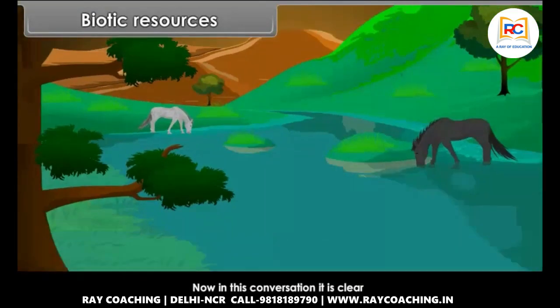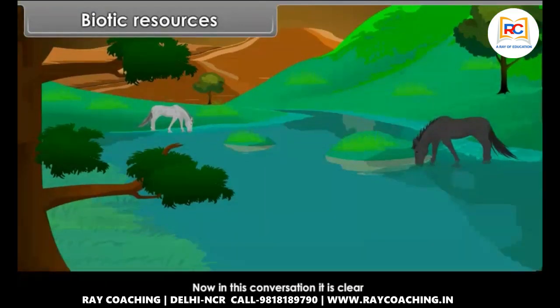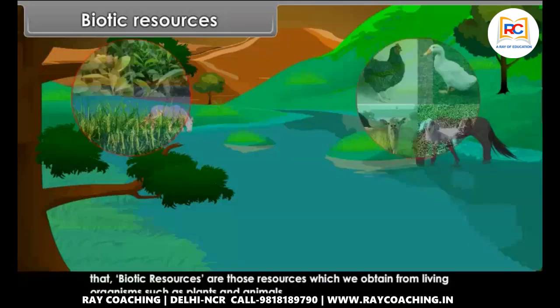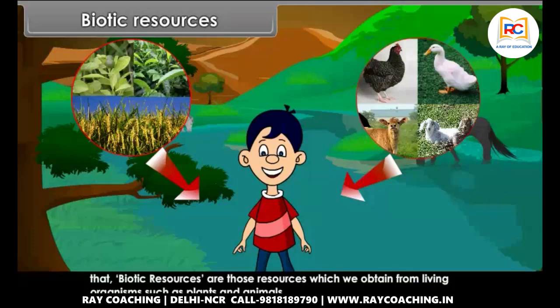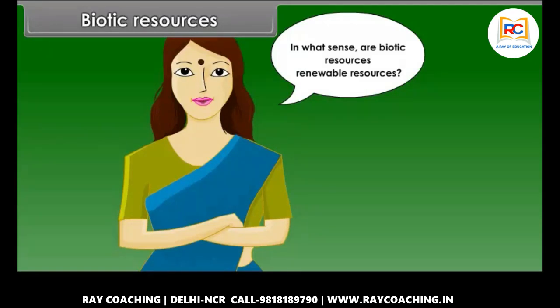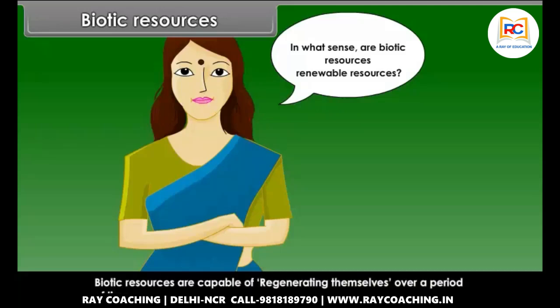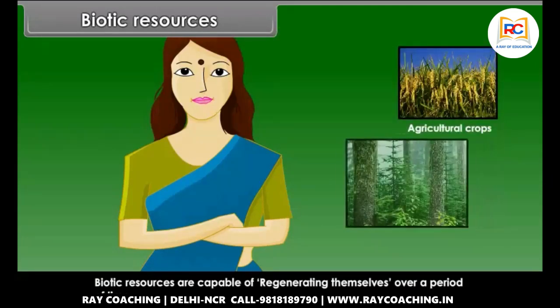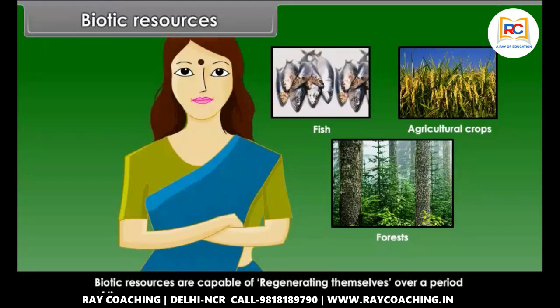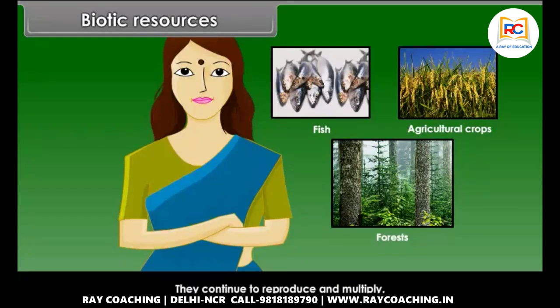Now, in this conversation, it is clear that biotic resources are those resources which we obtain from living organisms such as plants and animals. In what sense are biotic resources renewable resources? Biotic resources are capable of regenerating themselves over a period of time. For example, agricultural crops, forests, fish, etc. They continue to reproduce and multiply. In this sense, the biotic resources are renewable.